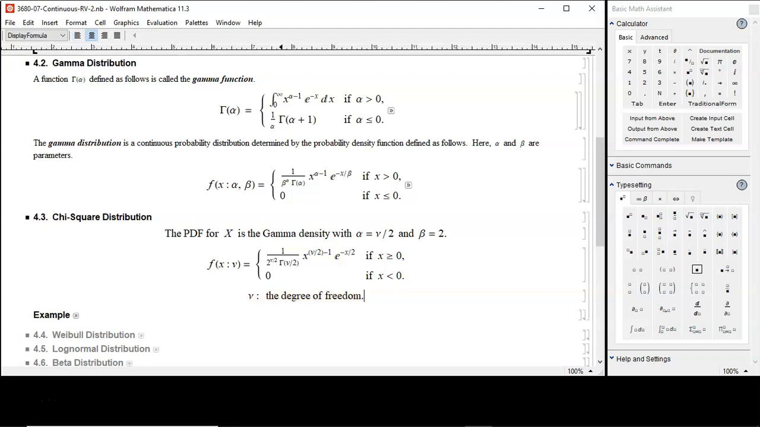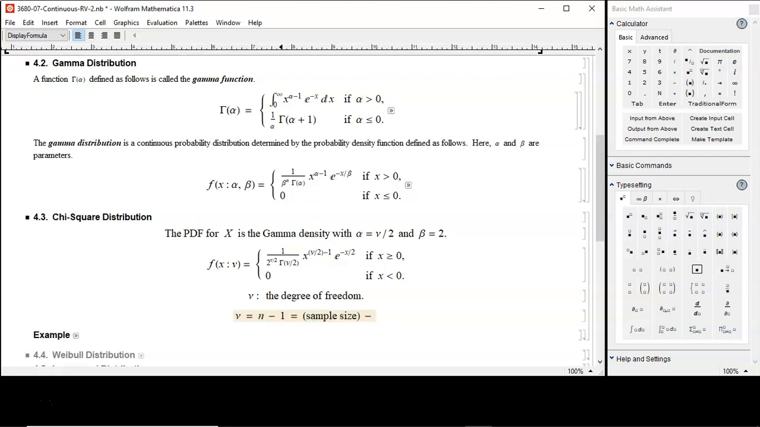Now, have you heard about the degree of freedom before? It does appear in chapter 1, but I did not emphasize it at the time because I didn't think students were ready. Now I think people are ready, so let's talk about it. Typically, the degree of freedom is n-1, where n is the sample size. And that's for one sample inference.